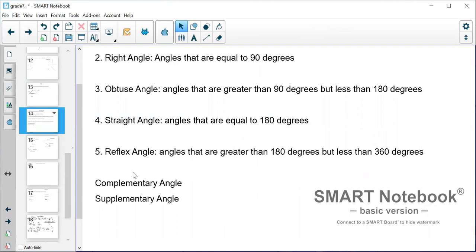Now, there are two others associated with the types. This will be complementary angle and supplementary angle. And what I want you to do is do some research, find out what is complementary and what is supplementary angle. And in addition to that, you would draw examples of what these angles look like. All right, so that is your task.